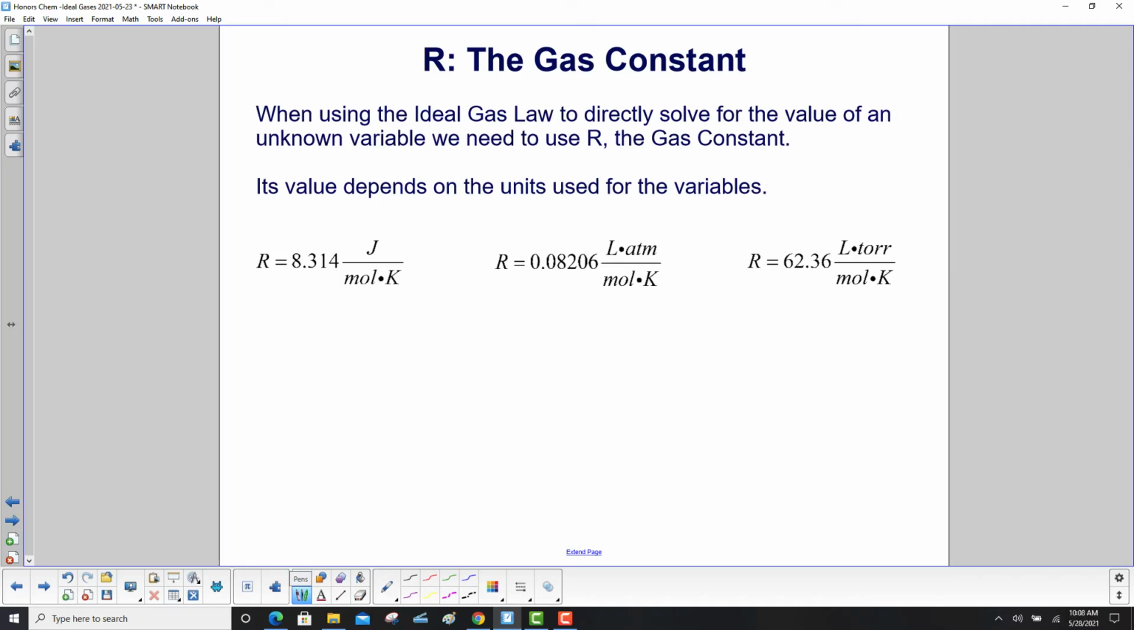When using the ideal gas law to directly solve for the value of an unknown variable, we need to use R, the gas constant. Its value depends on the units used for the variables. We have 8.314 joules per mole Kelvin. We have 0.08206 liters times atmospheres over mole Kelvin. And finally, 62.36 liters torr over mole Kelvin.